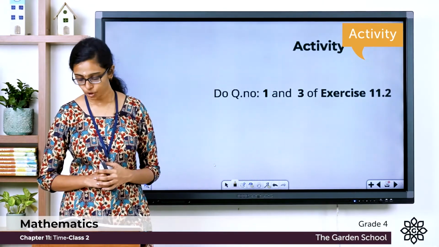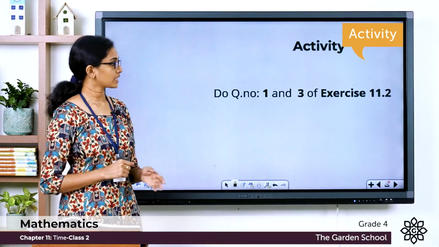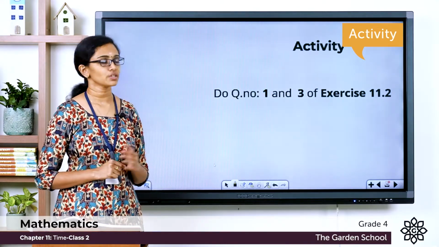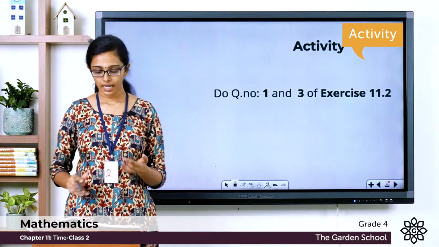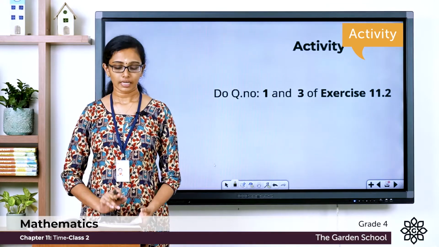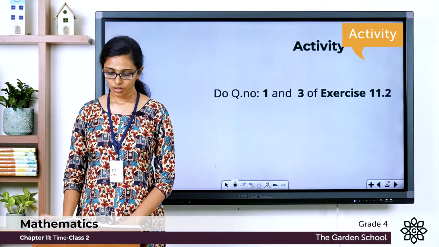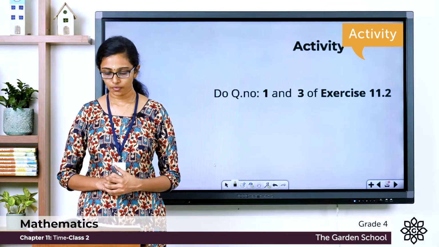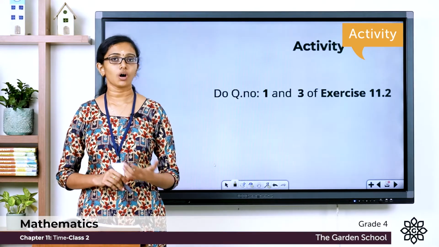Now children, we'll do one activity. All of you please turn to page number 155. You can see exercise 11.2 on the page. You have to complete question number 1 and question number 3 from exercise 11.2. In question number 1, you are asked to fill in the blanks with AM or PM.